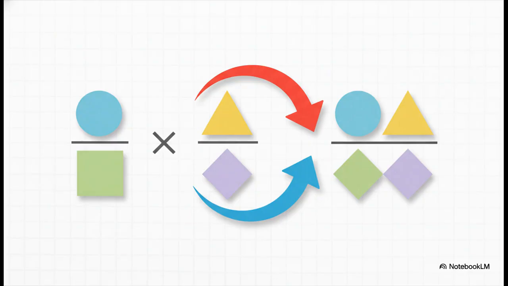And honestly, here's the best part. The rule for multiplying is incredibly simple. You can forget all about common denominators. You just multiply straight across. Tops with tops, bottoms with bottoms. That's it. It's the most straightforward operation of them all.